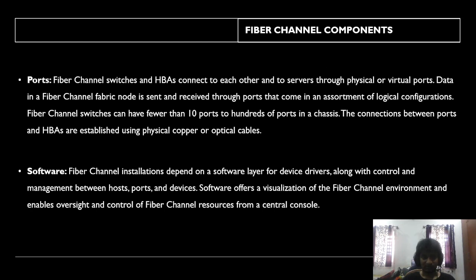And now let's talk about ports. Fiber channel switches and HBAs connect to each other and to servers through physical or virtual ports. Data in a fiber channel fabric node is sent and received through ports that come in an assortment of logical configurations. Fiber channel switches can have fewer than 10 ports to hundreds of ports in a chassis. The connections between ports and HBAs are established using physical copper or optical cables.